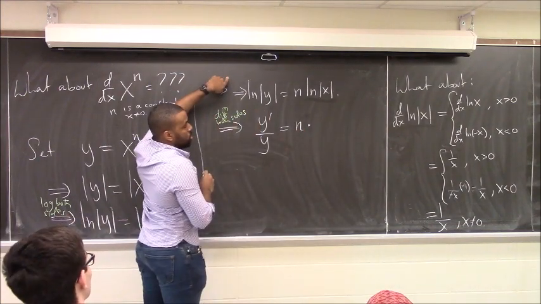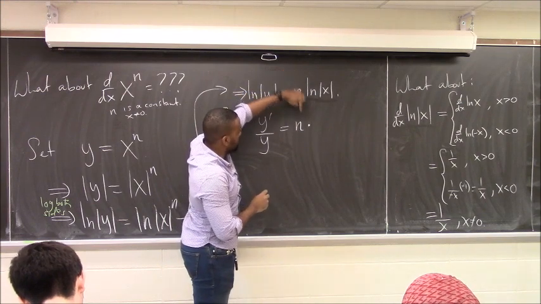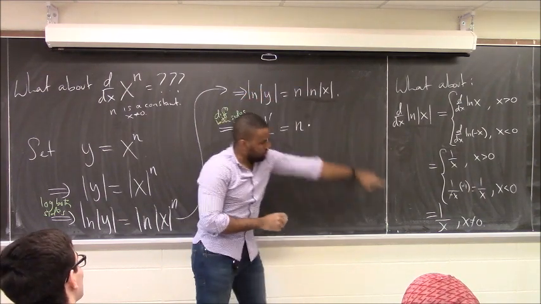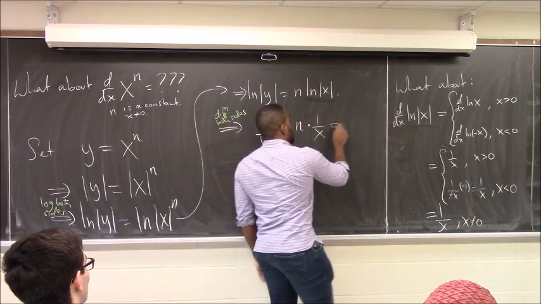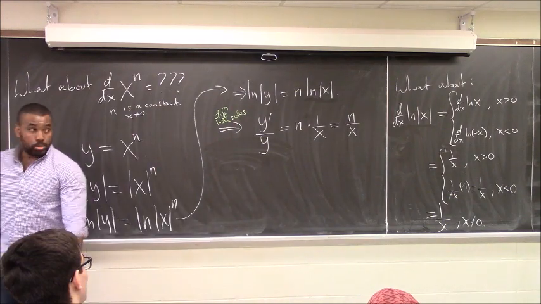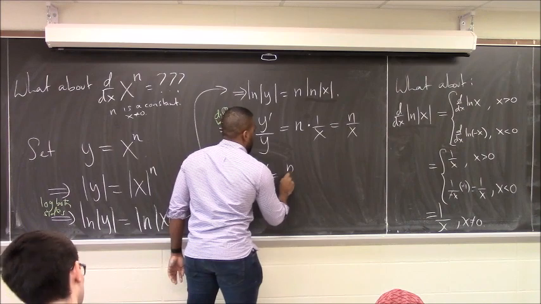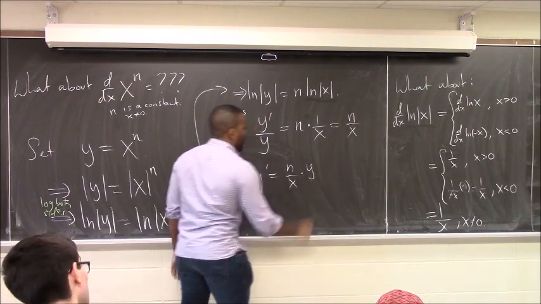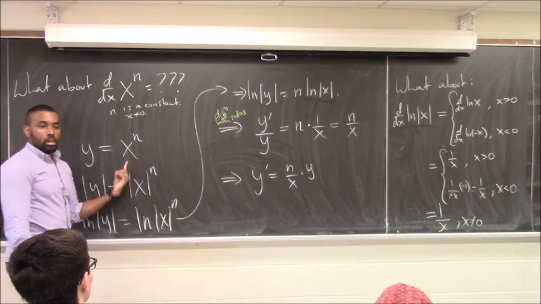This side is going to give you, well, the derivative. By the constant factor rule, you leave the constant alone. Differentiating this is just 1 over x. So we just get on this side n over x. Now we want y prime, so I just solve for y prime at this point by multiplying both sides by y. But what is y? Well, y was x to the n.